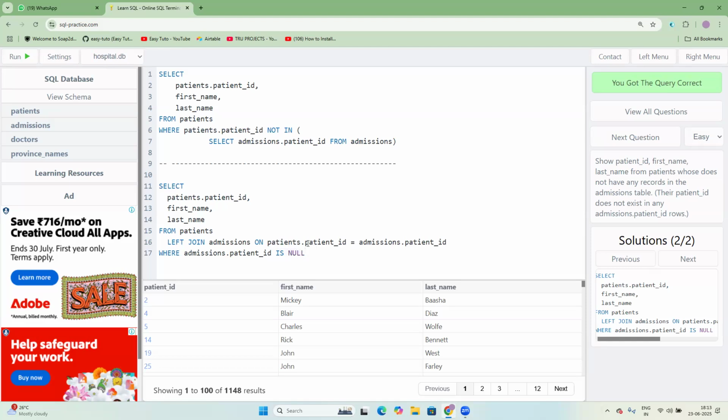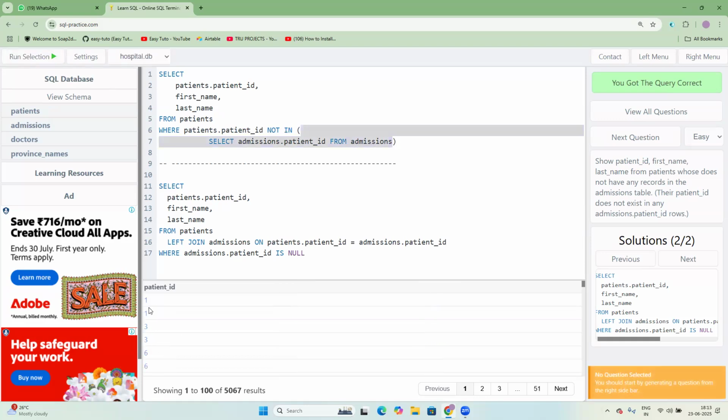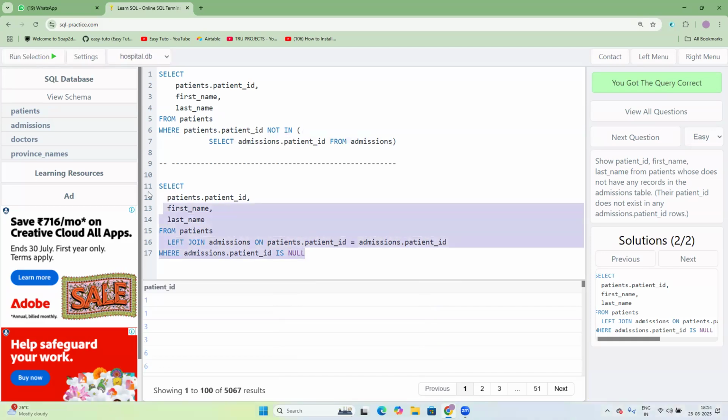Whenever there is in or not in, whenever in comes into the picture, it is expecting multiple values to pass. If you just run this query, I get multiple values. See, it is expecting all these values, right? So if I just write here not in null, null is a single value, so it will not run.